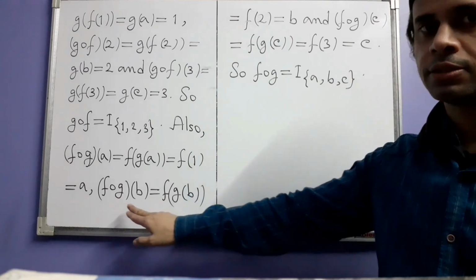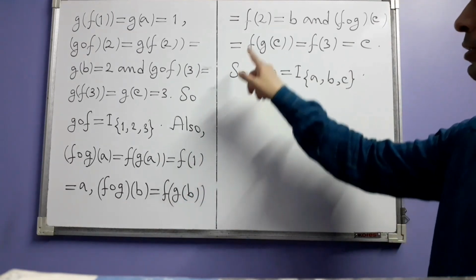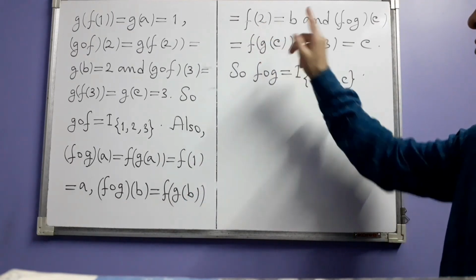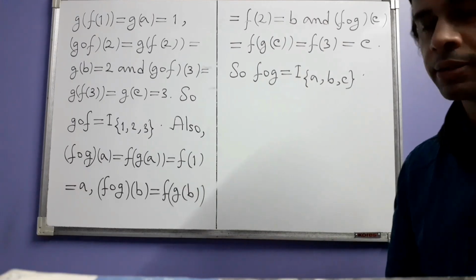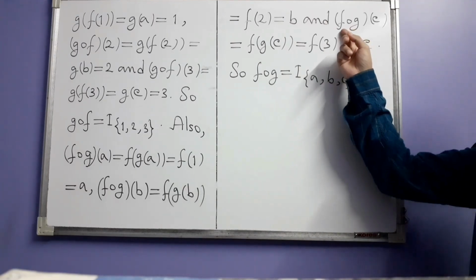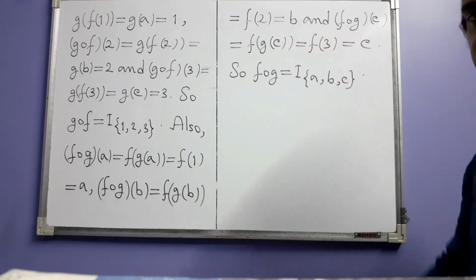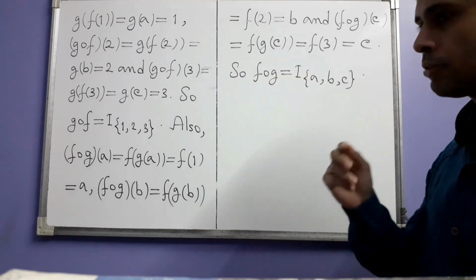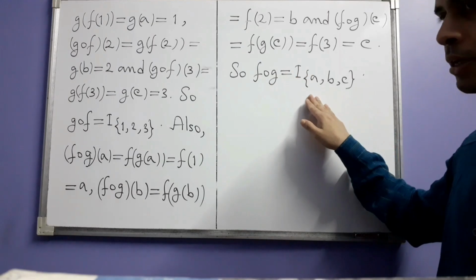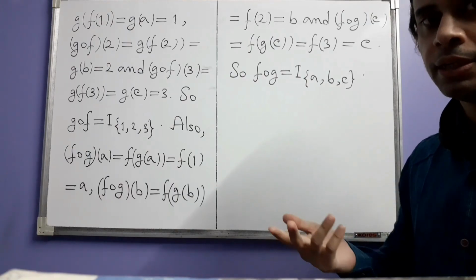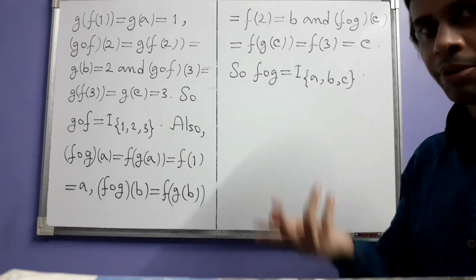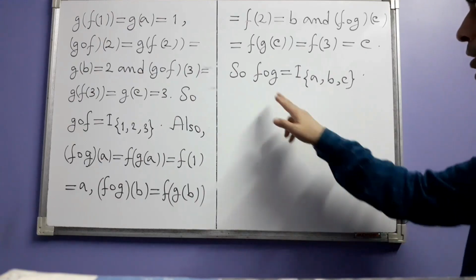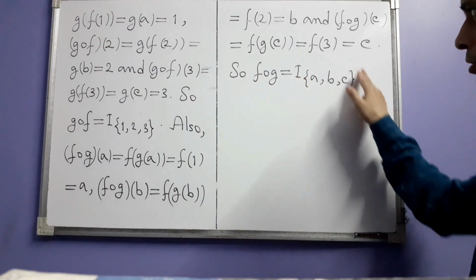Similarly, f composition g of b is f of g of b. g of b is 2 and f of 2 is b. You get your b back. And just like that, this one also gives you c back. That means not only is this a function from this set into itself, but actually it does not change any input. It gives the input back as output. That is why it is nothing but the identity function on this set.